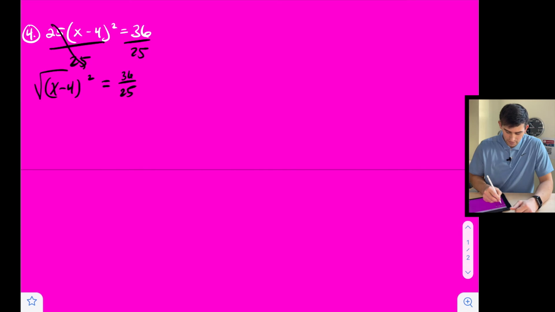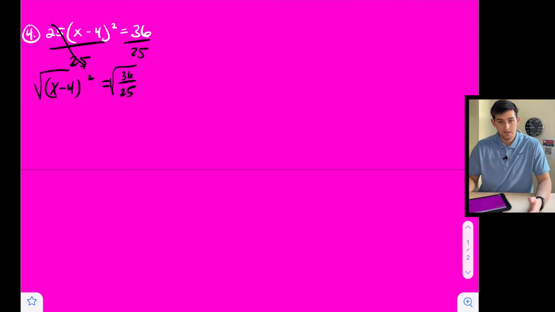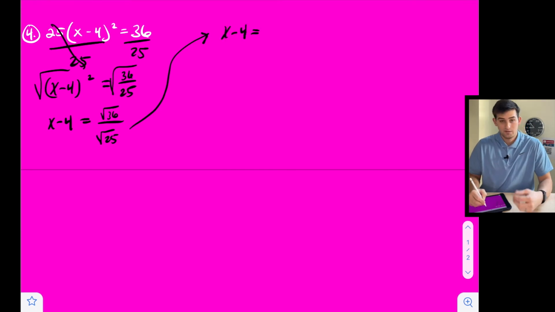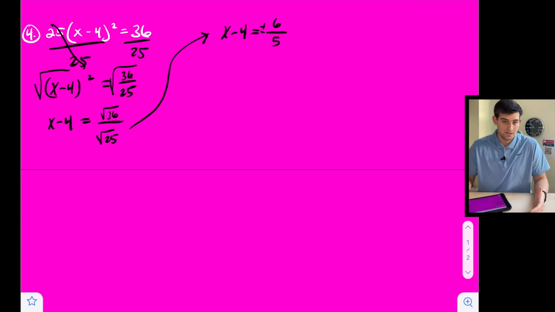So we can take the square root of both sides, and when we do this, remember if we have the square root of a fraction, we can take the square root of the numerator and the square root of the denominator. We can kind of separate that. So now we have x minus 4 equals the square root of 36 divided by the square root of 25. So let's bring it up here. So now we can say x minus 4 equals square root of 36 is 6, square root of 25 is 5. But remember, this needs to be positive and negative 6 over 5.